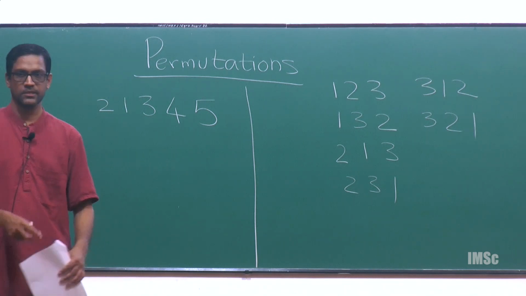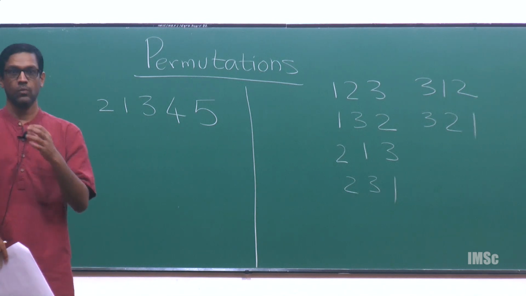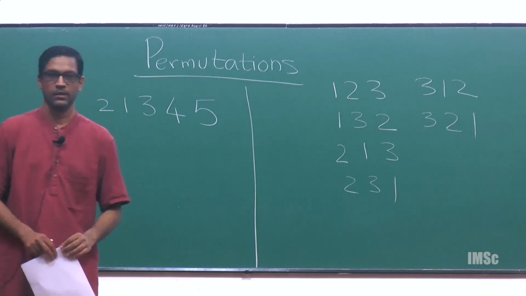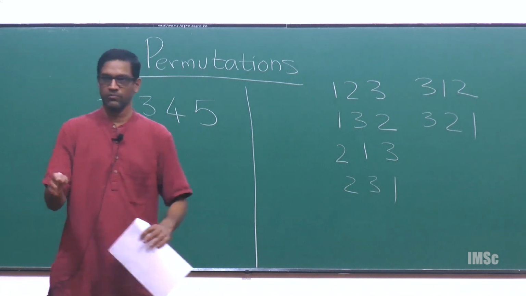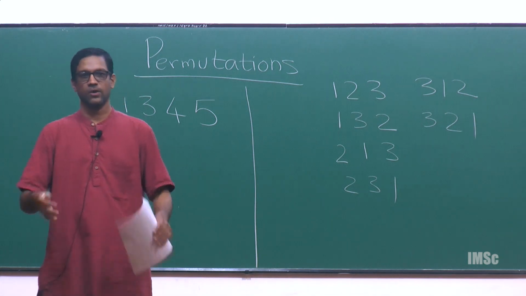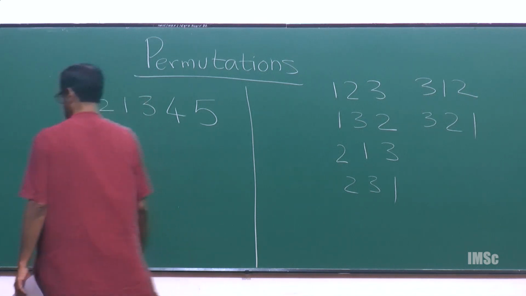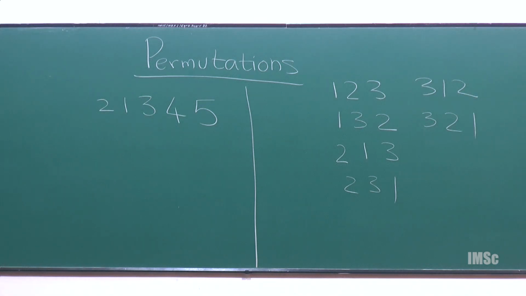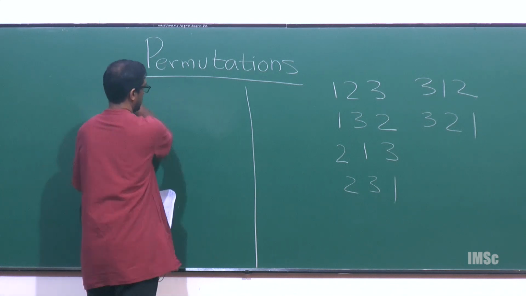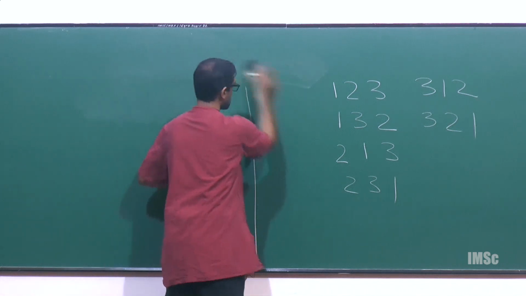Now let's look at the next case. If I look at 1, 2, 3, and 4, how many different permutations can I have? 24, right? That's 4 factorial. But the question is, how do we write all of them down? So let's try to write down all permutations of the numbers 1, 2, 3, and 4.